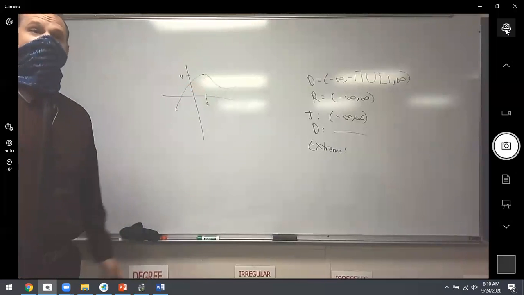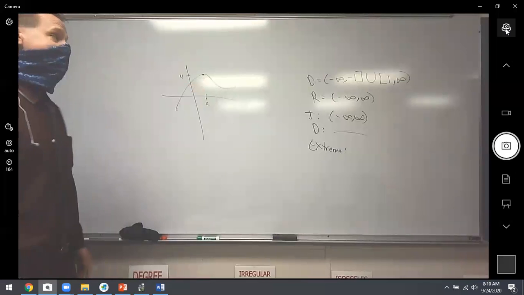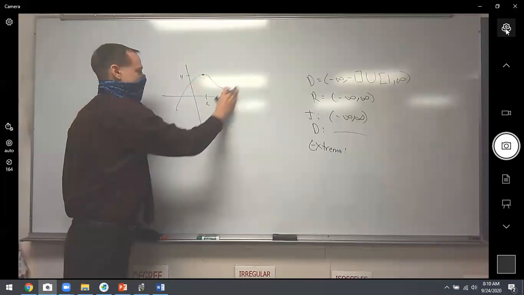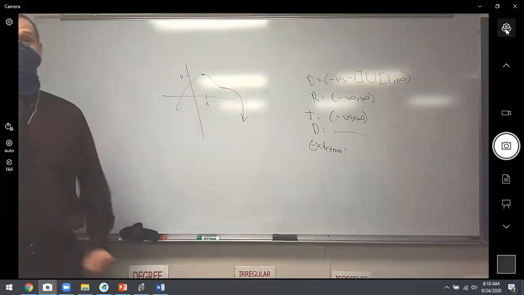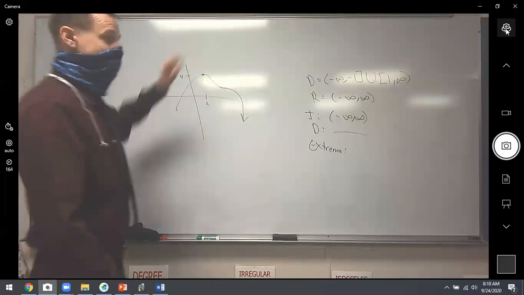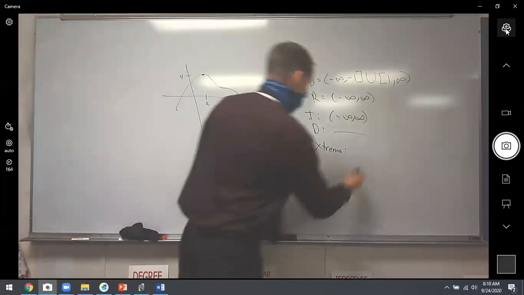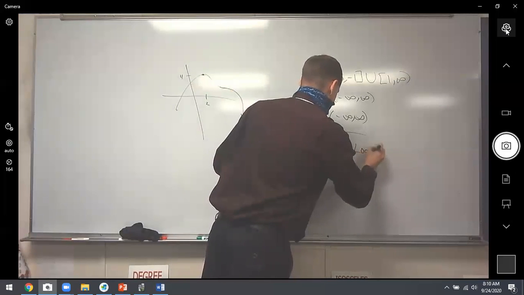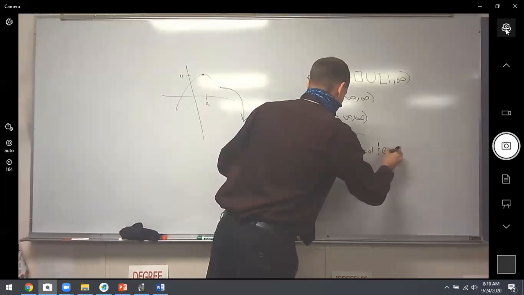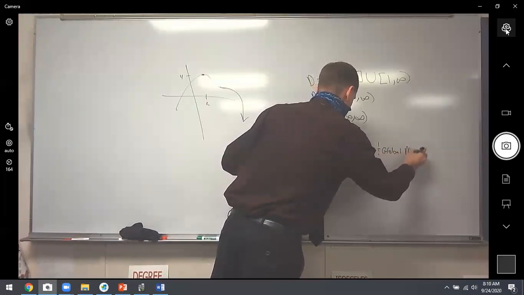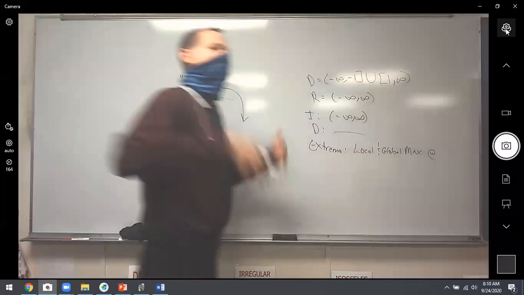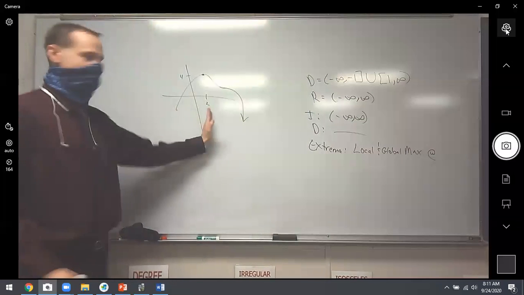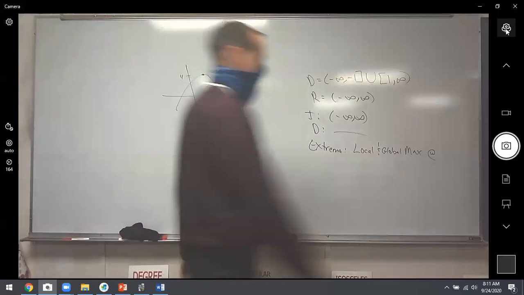What do you always say for local? Yes, it is. Is it a global? I didn't quite draw it, but let's just say this goes down forever. Is that a global max? Yes. So if you saw something like this on your graph, you'd have to write there's a local and global max, and you need to tell me where it's at, too. At what x value? At x is 2, right?